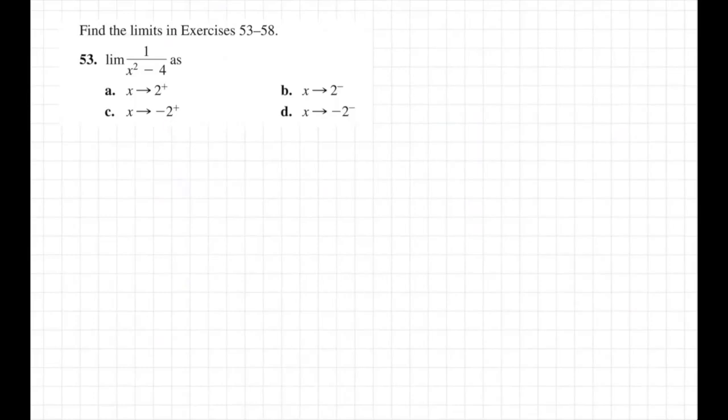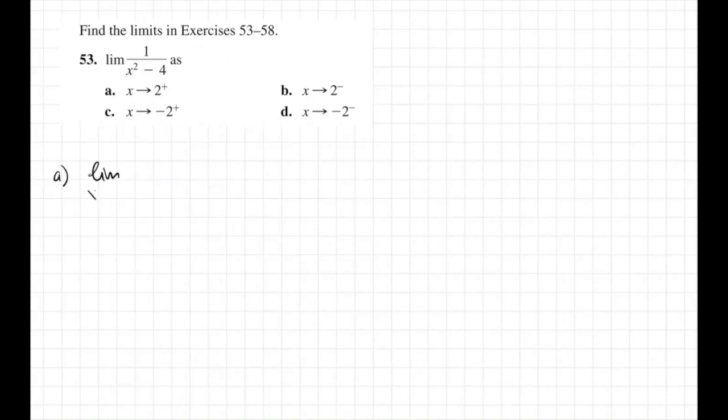Problem 53. So from right-hand side and left-hand side, we are going to check the limit to 2 and minus 2. I'm just going to leave C and D for you as an exercise, and I will do A and B. And also show you how this graph looks like, using all the things that we learned in chapter 1 about shifts of the functions and scaling and whatever. So let's deal with the first one.